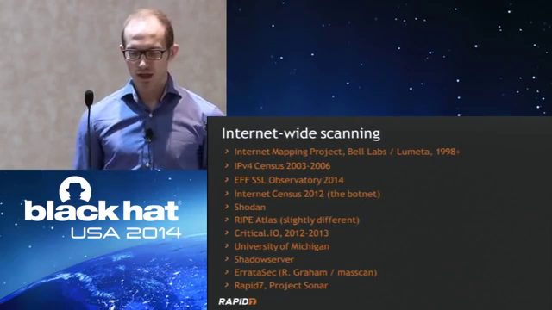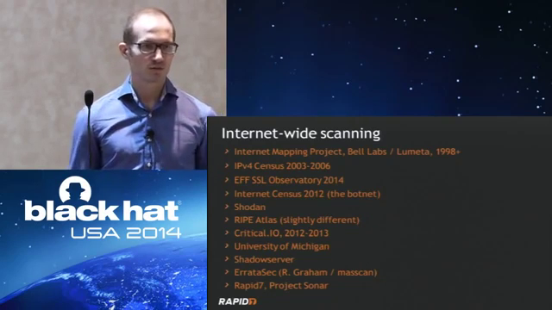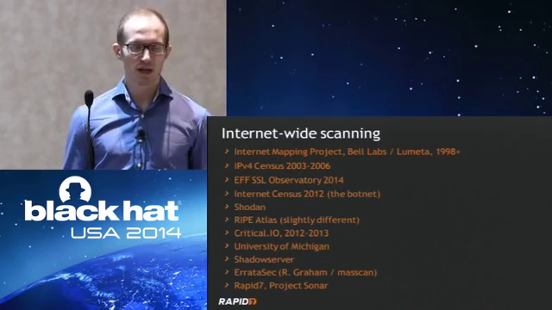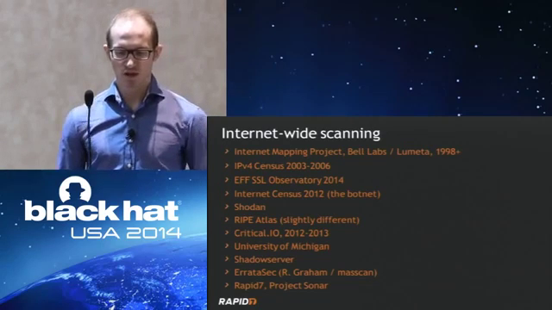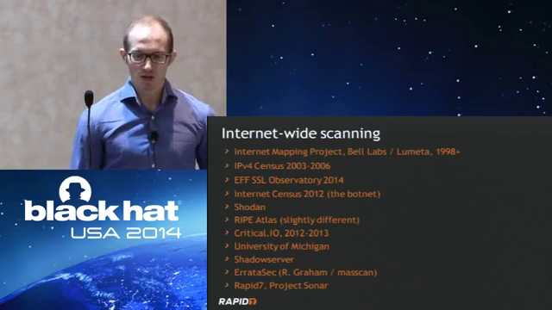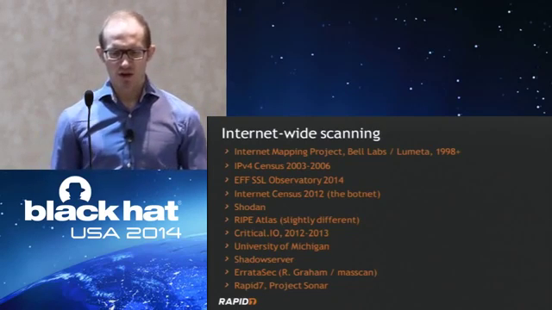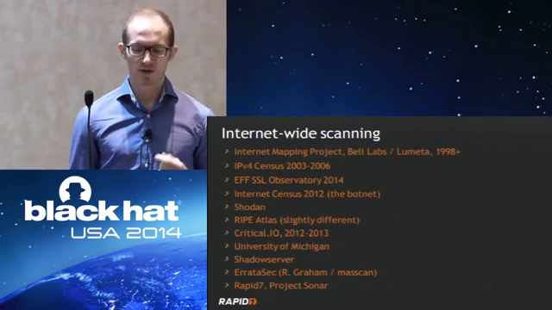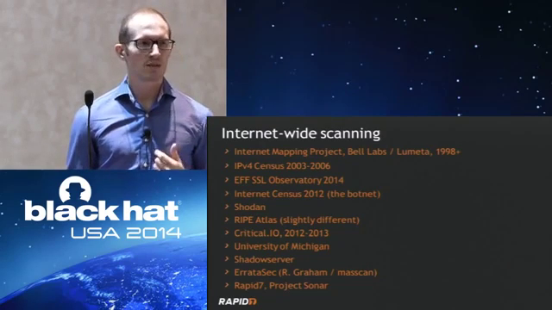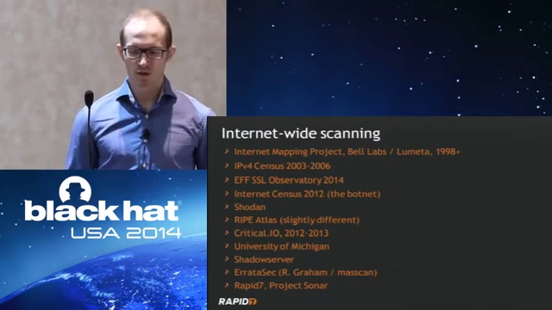Shodan, most of you will know it. It's an internet search engine: you search for banners or HTTP headers, and you will find all the systems that expose that particular thing. RIPE Atlas is slightly different. They spread thousands of nodes across the globe and measure timings, not bandwidth actually, but round-trip times between those nodes.